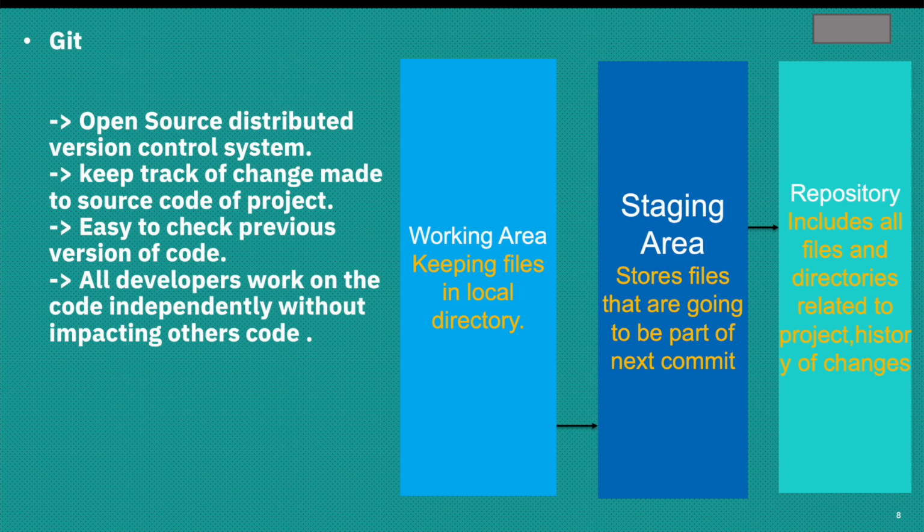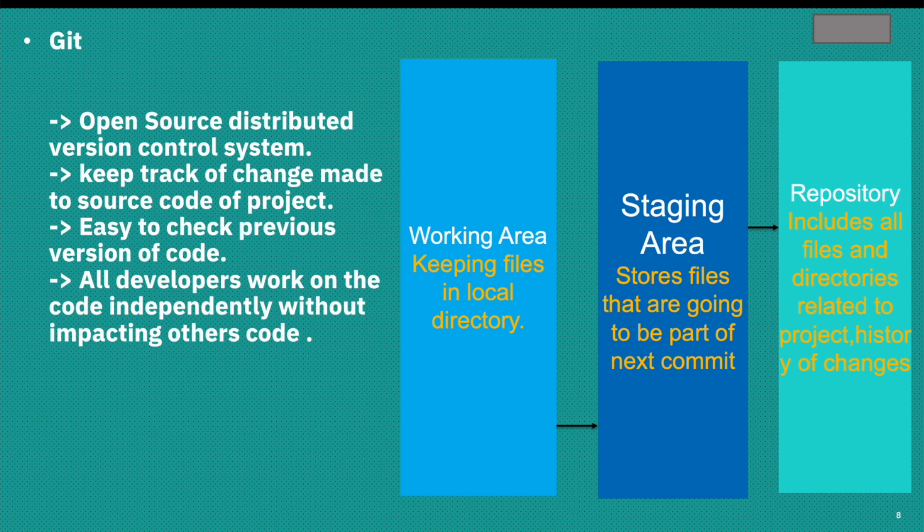Now we will focus on three terms: working area, staging area, and repository. The first is the working area. It is basically where you keep all the files locally in your local directory. Second is the staging area, which stores the files that are going to be part of your next commit. I will show these things in the demo also. The last one is the repository, which contains all the changes. It includes the files and directories related to your project, the history of changes, and any other related information.